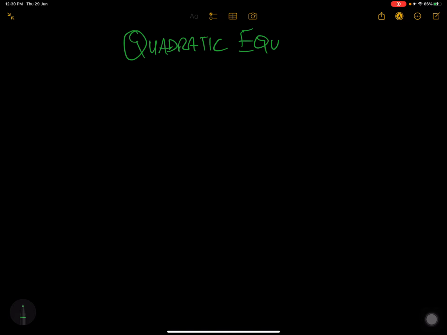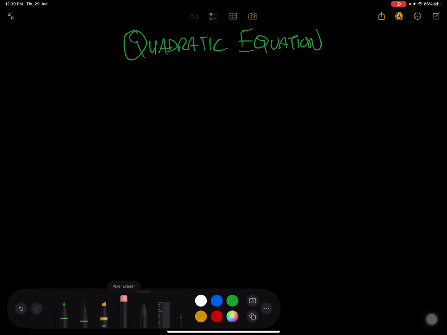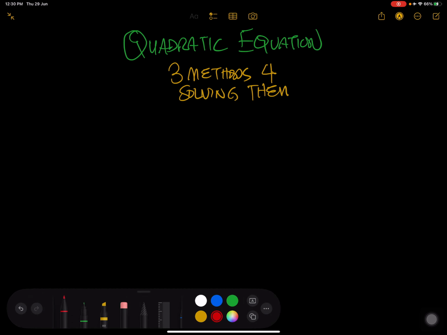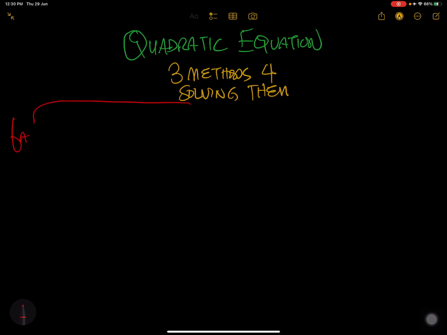So we're going to look at quadratic equations, and there are 3 methods for solving them. Now, the first one is known as the factorization method.